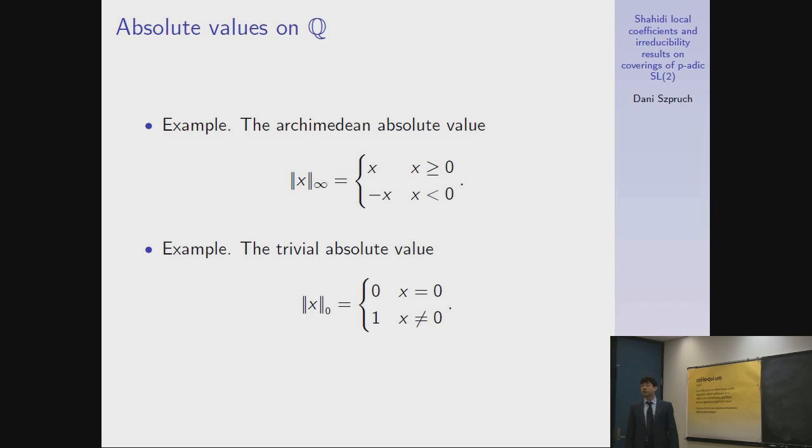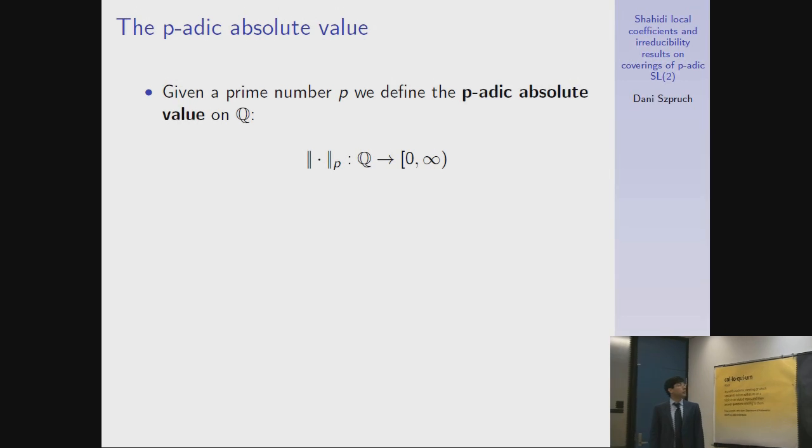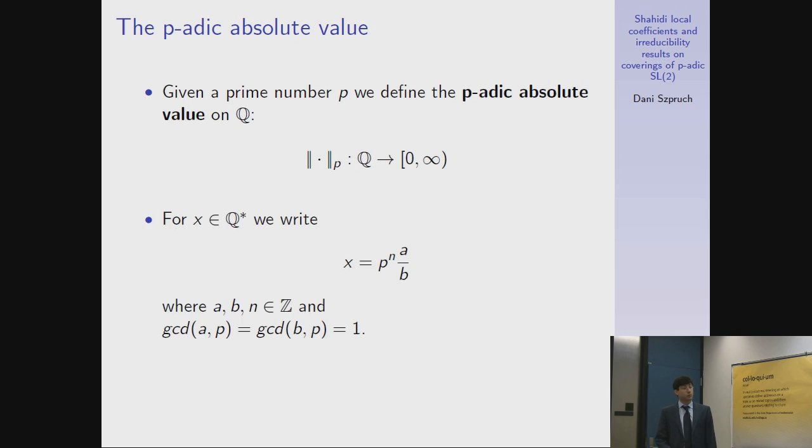And let me give you infinite families of absolute values. Given a prime number p, we define the P-adic absolute value of Q as follows. Any non-zero rational number can be written as some integral power of p times a over b, where a over b are integers which are relatively prime to p. So we set the P-adic value of x to be p to the minus n. And it is not too much of a hard exercise to verify that indeed it is an absolute value.